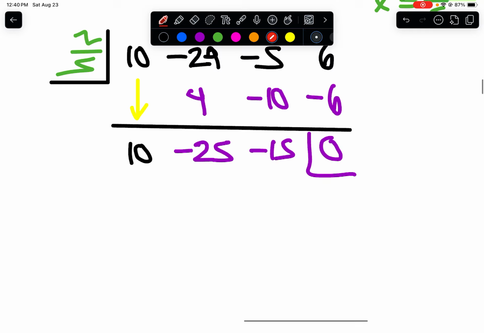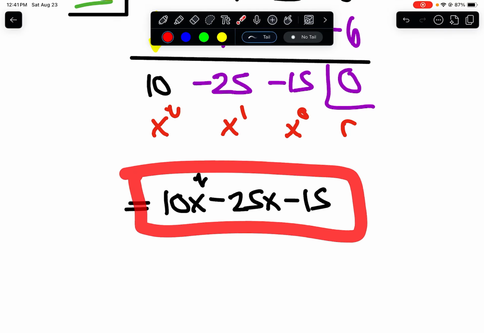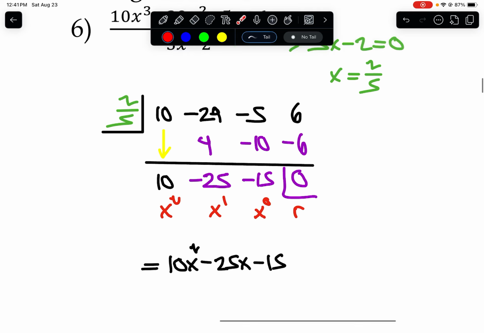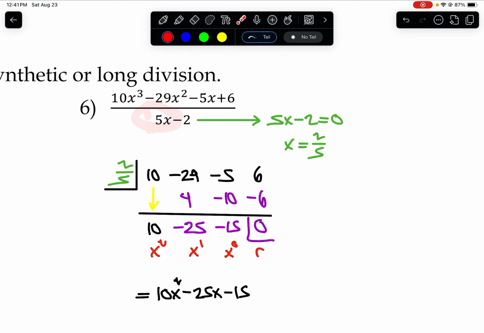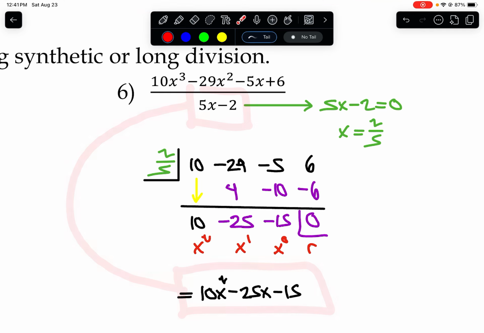So once again, I'm going to start with my remainder, 0 power, first power, and my second power. So when I look here, this is technically going to give me 10x squared minus 25x minus 15. So if I just circle this and say, ta-da, that's it, unfortunately, you're actually missing a step. And that's because we have to account for this 5 right here. So if I look here, if I try to multiply these two values together, that does not give me the dividend. Because 5x times 10x squared, that's going to give me 50x cubed, not 10x cubed.